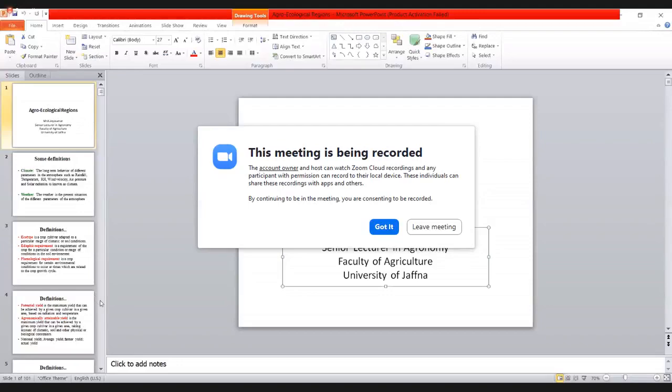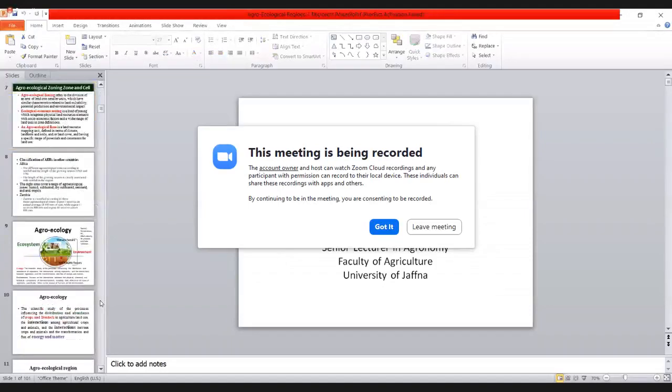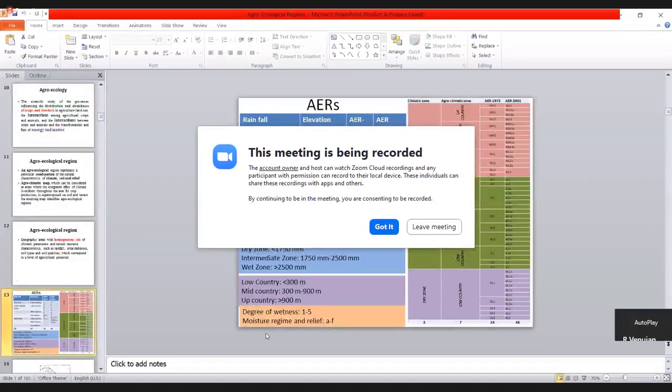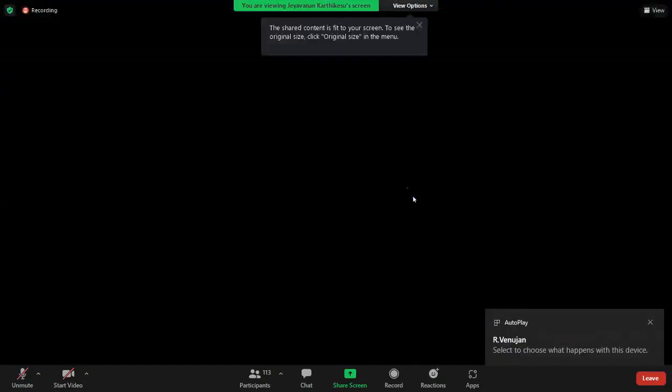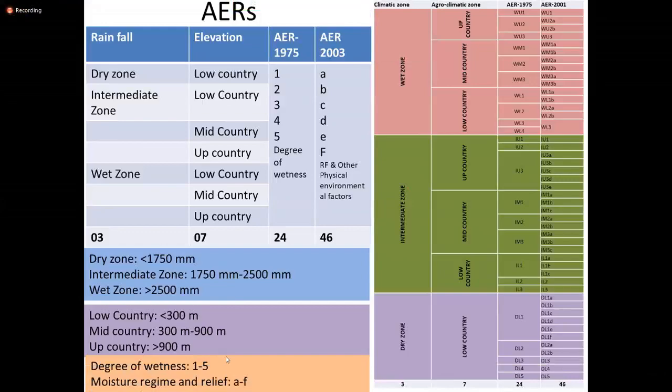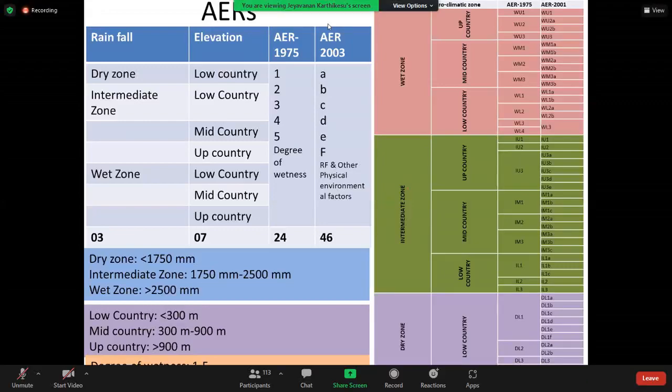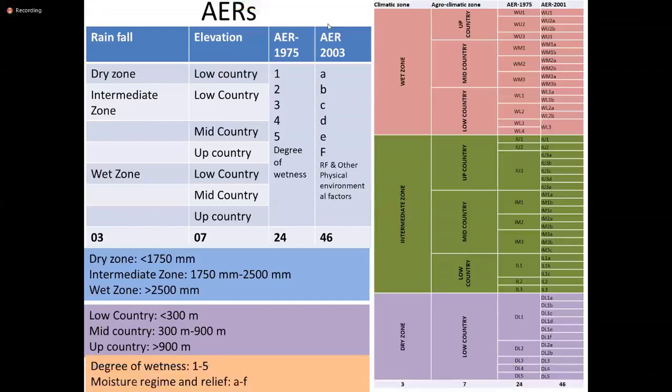So then we will look at the agroecology definition, and now we are looking at the agroecological region classification in Sri Lanka. I already mentioned that in the last class. We have factors like rainfall, temperature, humidity, and elevation. One of the main factors is rainfall. Based on this rainfall factor, Sri Lanka is divided into 3 climatic zones.